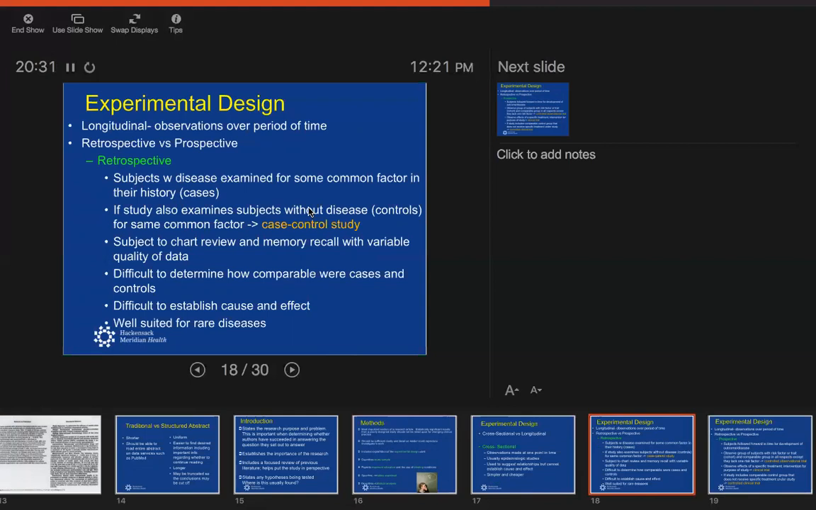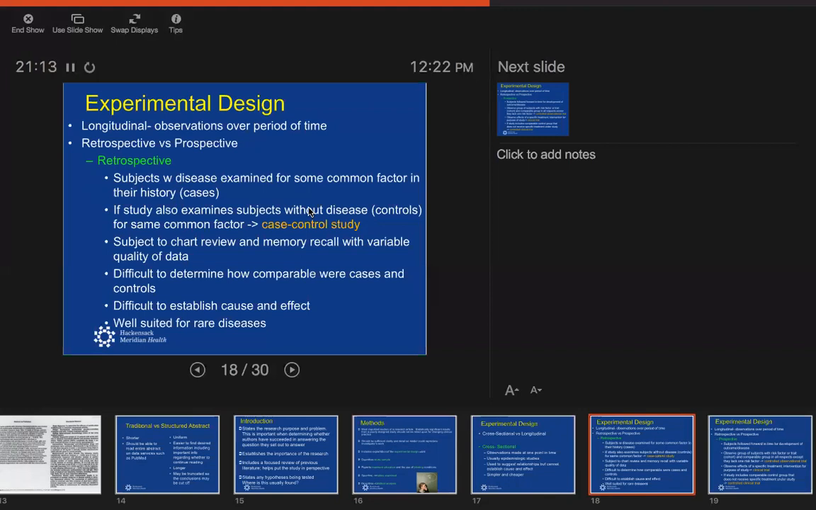So longitudinal studies can be either retrospective or prospective. Retrospective studies have subjects with a disease who are examined for some common factor in their history. If the study also examines subjects without the disease, and then you're looking for some common factor, this is the control group. This would be a case control study. And this is subject to chart review, memory recall, and variable quality of data. So you're working backwards. It's difficult to determine how comparable the cases and controls were. You can't establish cause and effect.